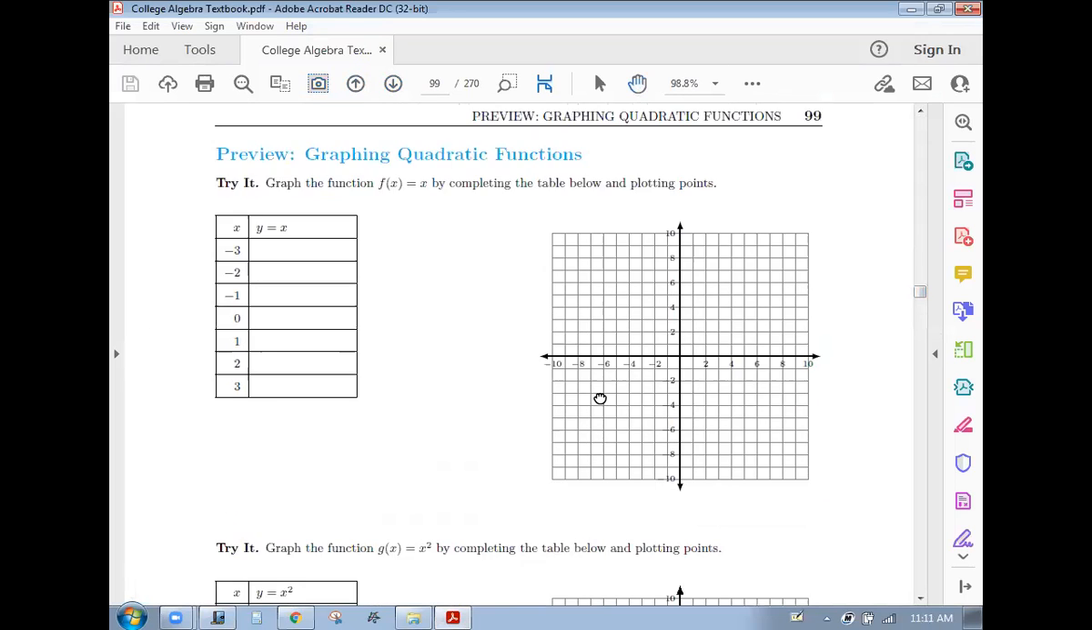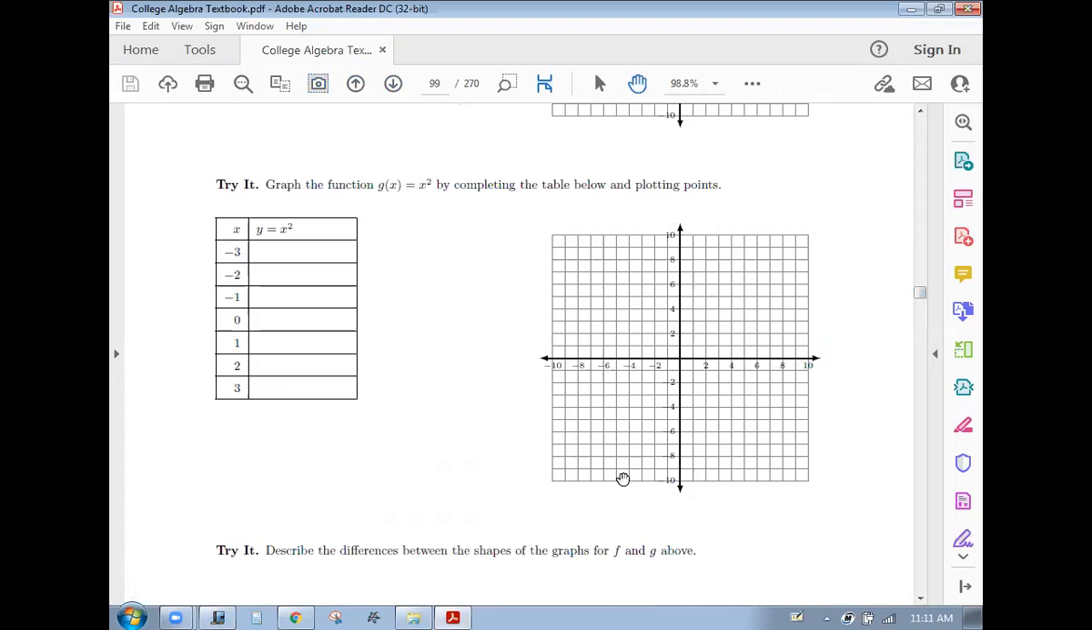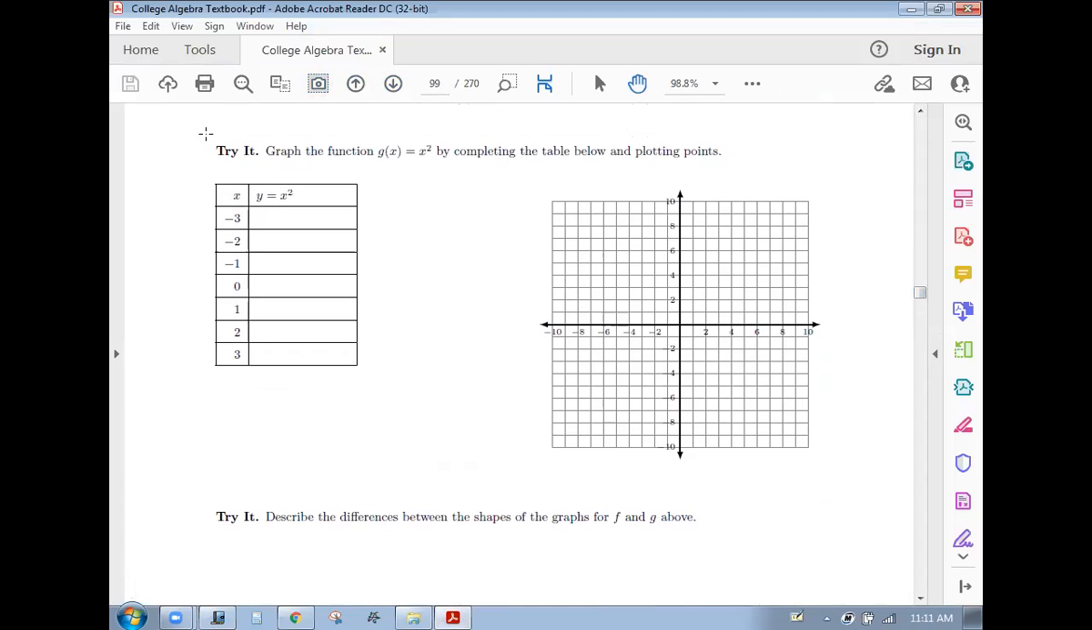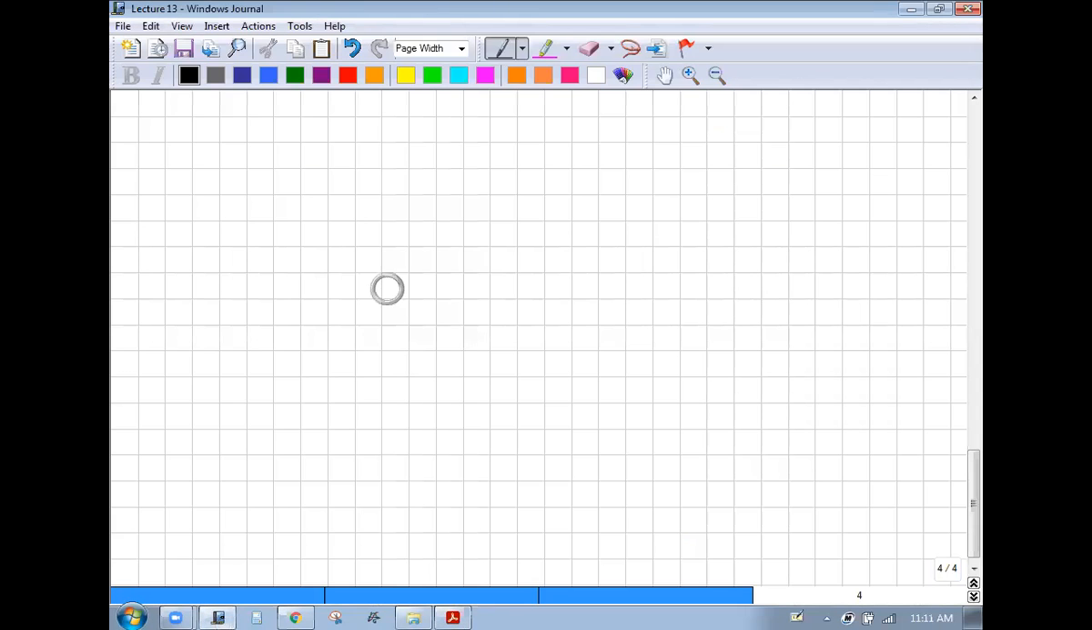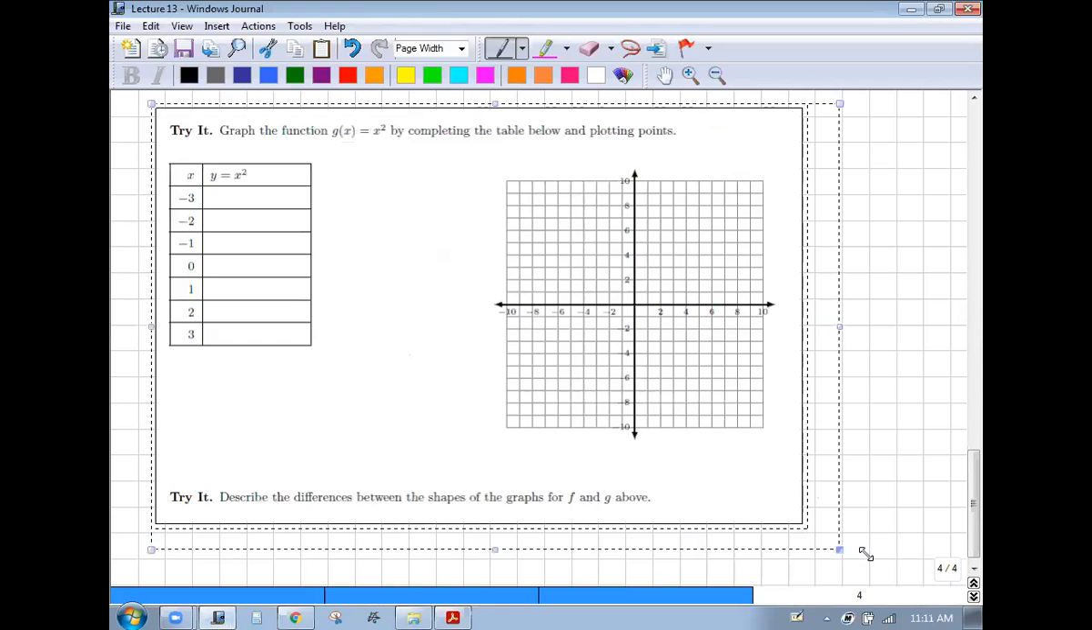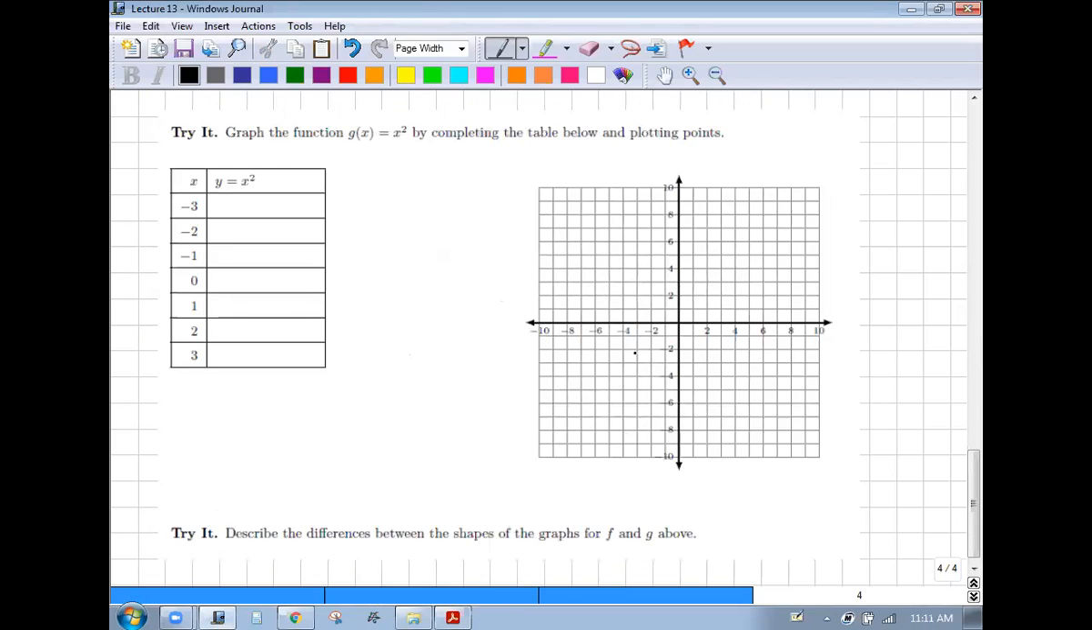All right, so last time we graphed x squared, okay? And we graphed x squared simply by plugging numbers in and getting the numbers back. -3 squared is 9, -2 squared is 4. Got a 1, 0, 1, 4, 9. So when we graphed this last time, yeah, page 99. So we found that this is what x squared looked like when we graphed it.